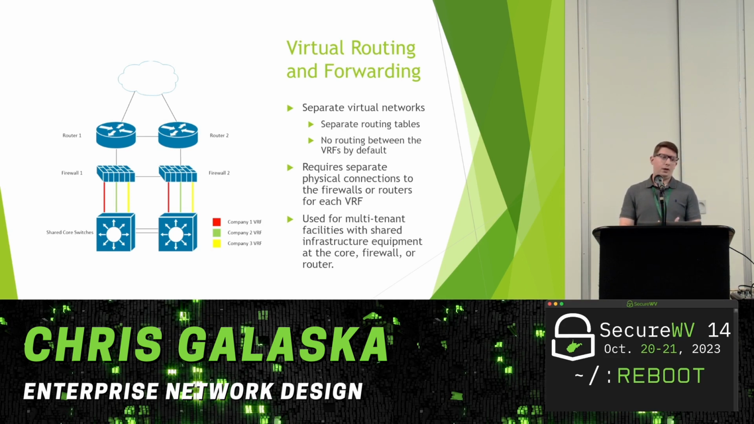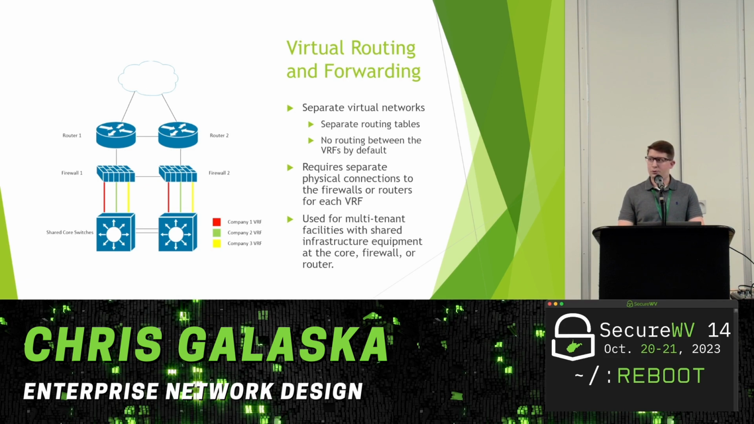So if you do have a shared resource, and in this example, I've got a shared core switch, one thing that you can do to keep traffic from one company from being able to go to another company is to use virtual routing and forwarding. What it does is it has different physical connections to whatever the next hop is. And in my example here, it's a firewall. So different physical connections for each organization to the firewall, and then they are logically separated.